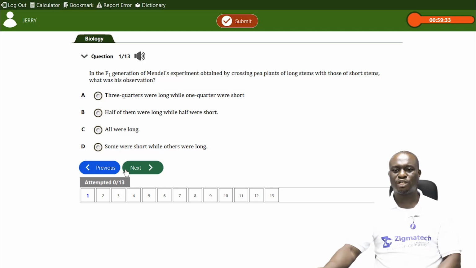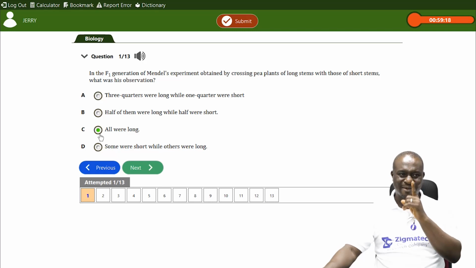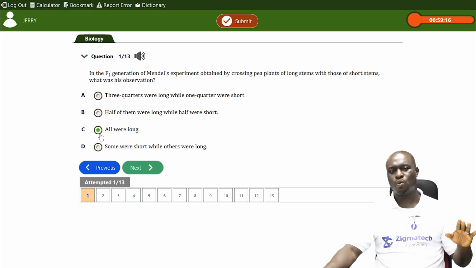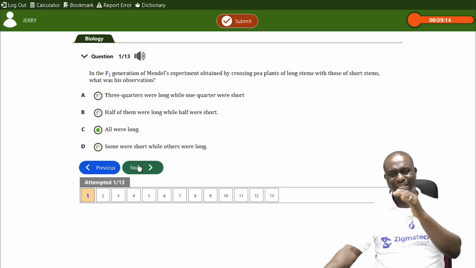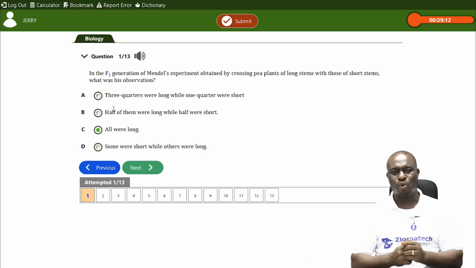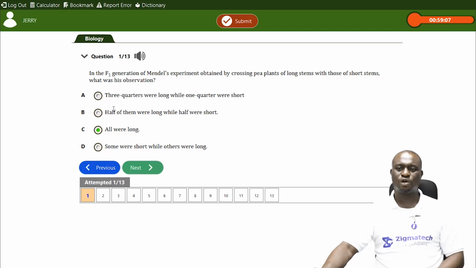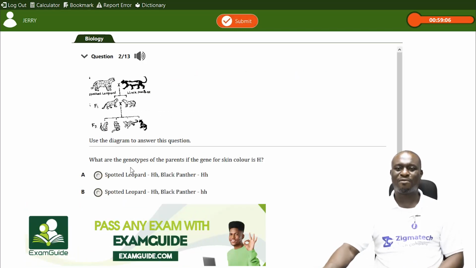In the F2 generation, we discovered that 3/4 were long, and 1/4 was short. The correct answer is C. All were long. In the F1 generation, all were long. It was in the second generation that we have 3:1, which is 3/4 were long, while 1/4 was short. Then we have the next question.